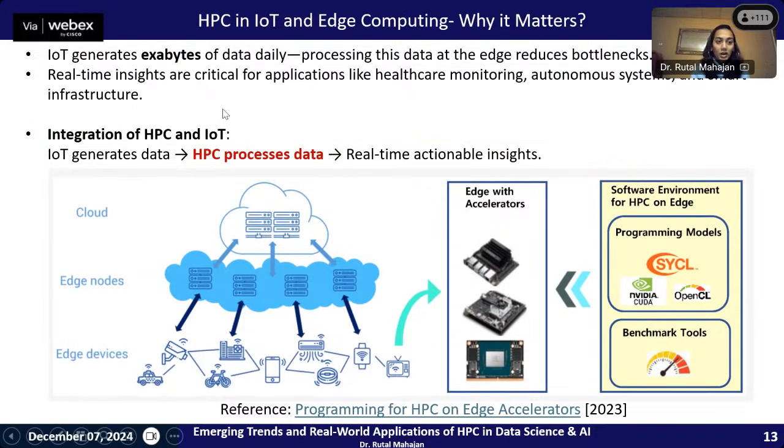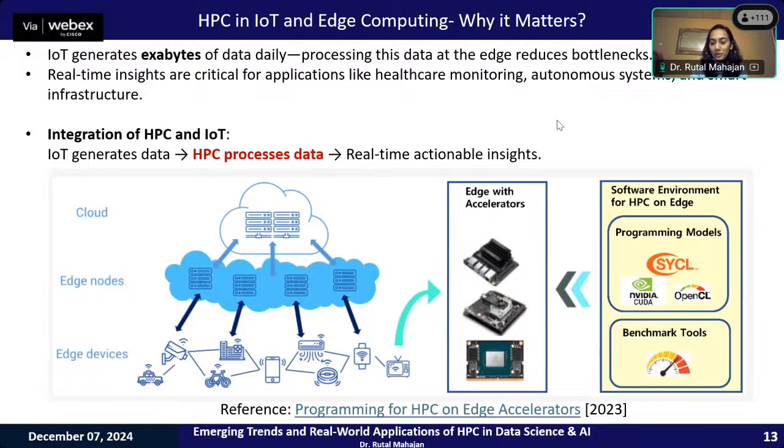Now, we see IoT generates exabytes of data. So we need real-time insights for critical applications like healthcare monitoring, autonomous systems, and smart infrastructure. For that, we need HPC devices or processors that can process that data and give real-time actionable insights for these kinds of critical real-time applications of AI.